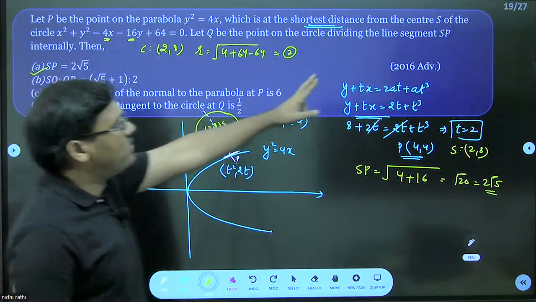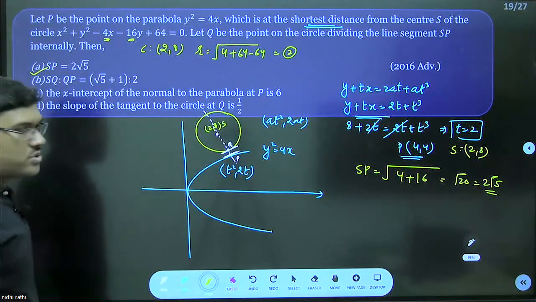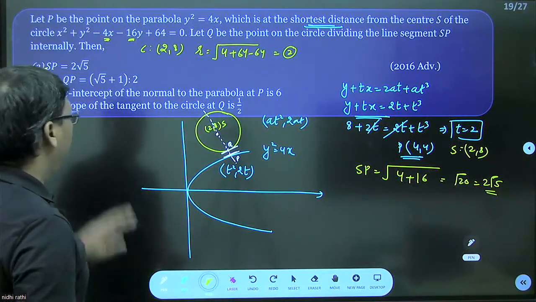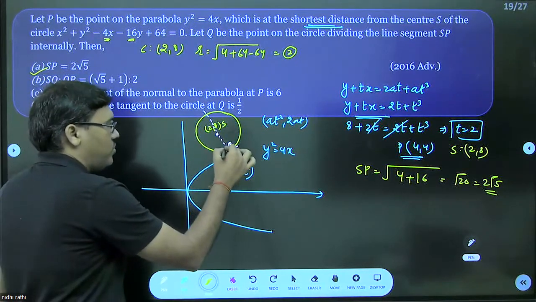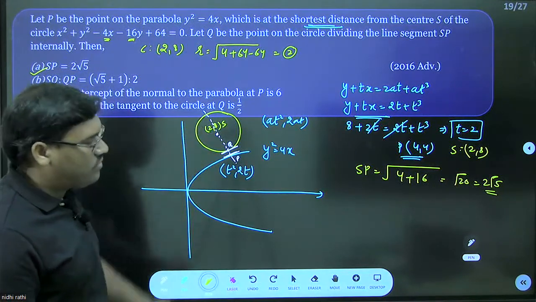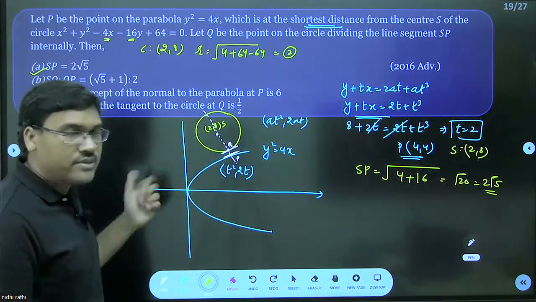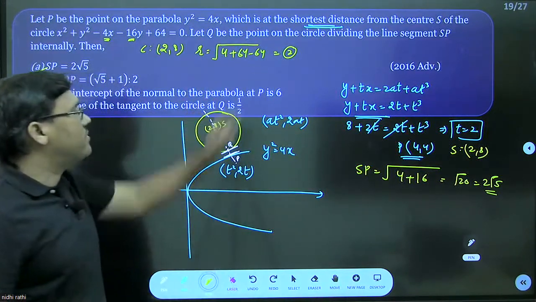This is a JEE Advanced question. This is a multiple choice question, so we have to check the other options also. Okay, so SP is done. Now we have to find SQ is to QP. Now see, if you have to find SQ, what is SQ? SQ is the radius of the circle, so you will get SQ directly. SQ is equal to 2, the radius of this circle.